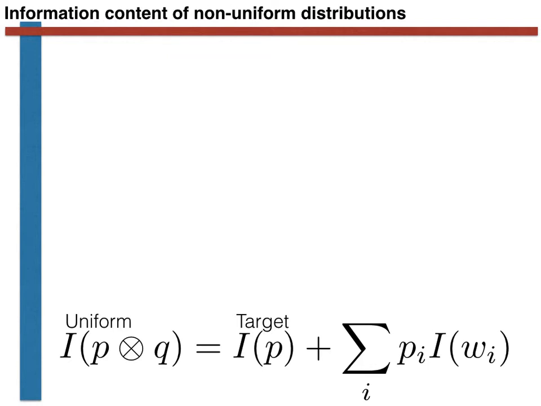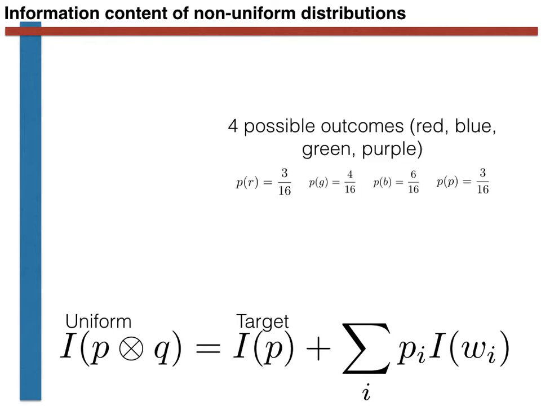Without further ado then, let's proceed by considering an example. I am going to consider the following non-uniform probability distribution. There are four possible outcomes to this experiment, which I am calling red, blue, green, and purple. Now notice that the probabilities of these four outcomes are not all the same, and that our probability distribution is thus non-uniform.